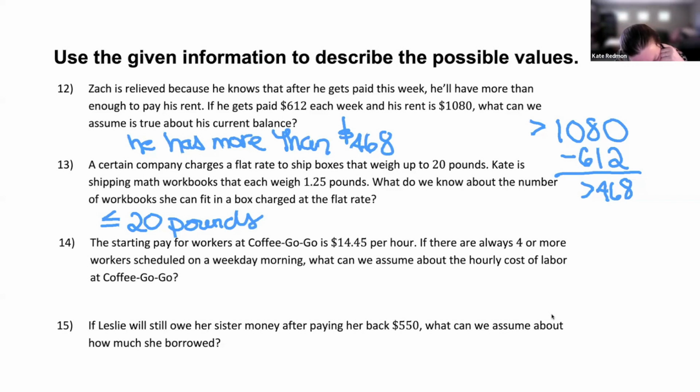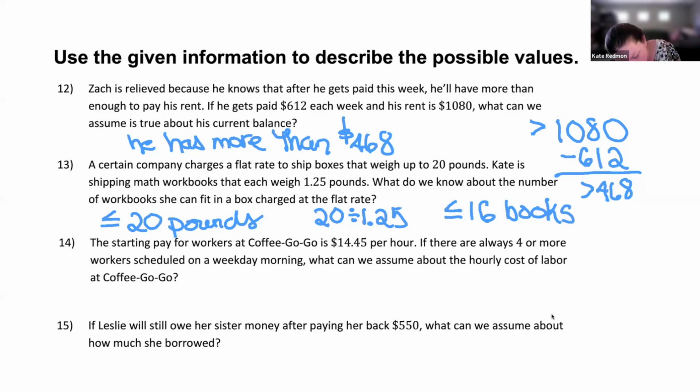It weighs 1.25 pounds. So I want to take that 20 and divide it into equal sized pieces if each one weighs the same amount. So I'm going to divide by 1.25. So 20 divided by 1.25. And I see that I will be able to do less than or equal to 16 books in a box and not go over that 20-pound limit.